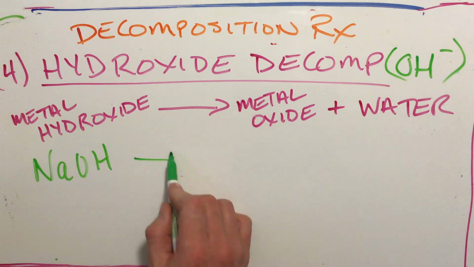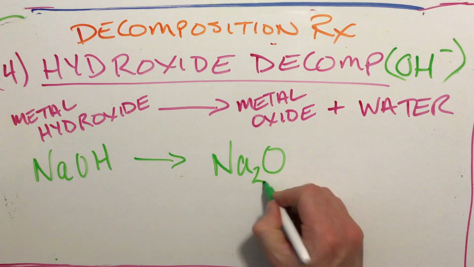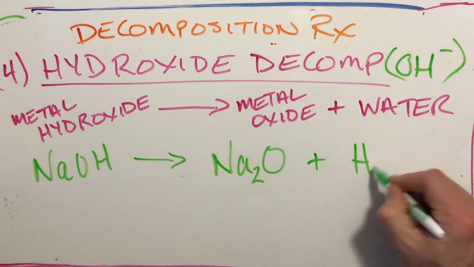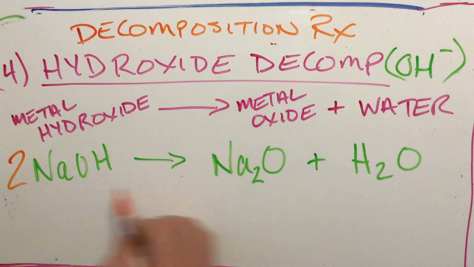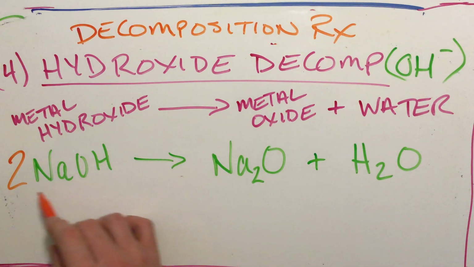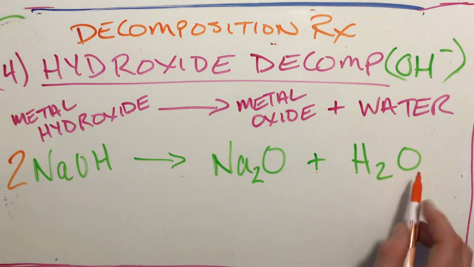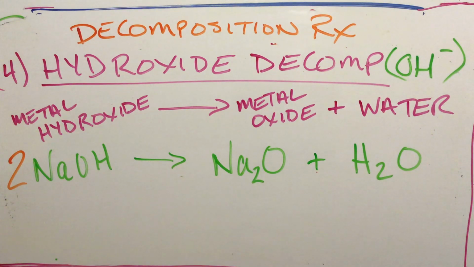So NaOH breaks down into my metal oxide. The only metal is Na, and when it is with oxygen, it's Na2O. And there's my water. To balance this out, 1 sodium, 2 sodiums. So 2 sodiums, 2 sodiums, 2 O's, 1 plus another one is 2 O's, so that's good. 2 H's, 2 H's. So all I had to do is add that little 2 there. Everything is all good.